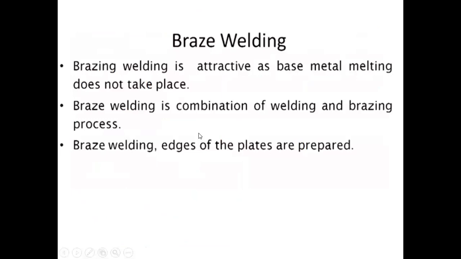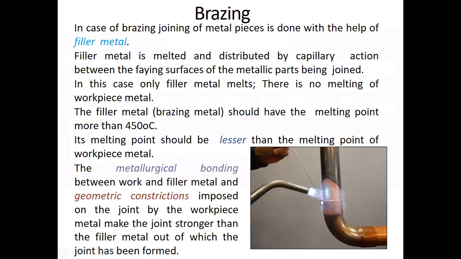And as for braze welding, it is attractive as base metal melting does not take place. Wherever the melting of base metal is not required, we can go for braze welding. Braze welding is a combination of welding and brazing process, because filler metal is required. The joint is being formed, but there is no melting of base metal, unlike welding. In braze welding, the edges of the plate have to be prepared for the filler metal to come and sit here.